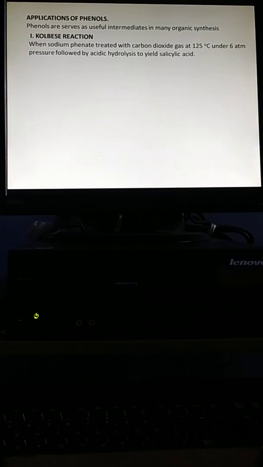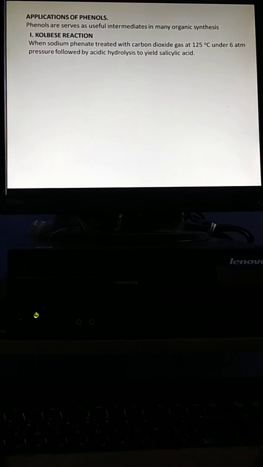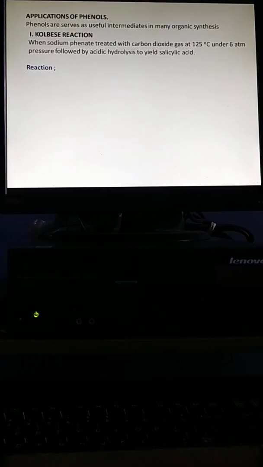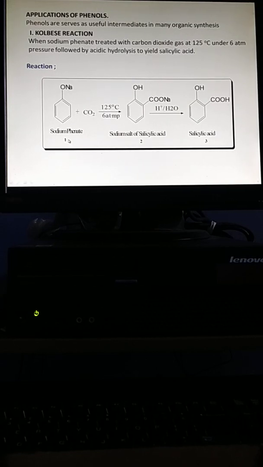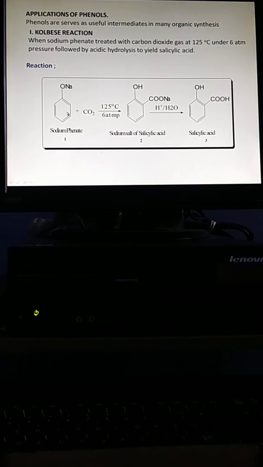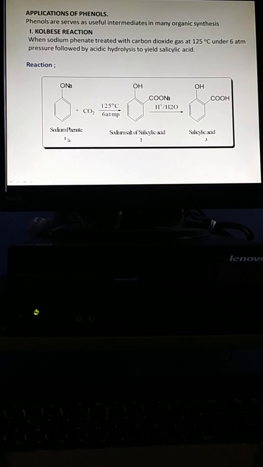So when sodium phenate is treated with carbon dioxide gas at 125 degree centigrade under 6 atmospheric pressure, followed by acidic hydrolysis, it yields salicylic acid. Now we will see the reaction. So this is the reaction. This is sodium phenate, structure 1.